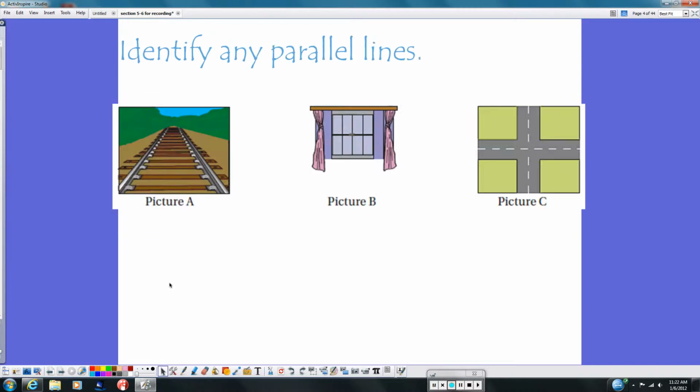Take a look at these three pictures and see if you can find any parallel lines. I've highlighted a couple here in red. The tracks here in between are parallel. These lines here are parallel. The lines on the road are parallel, and these lines on the road are parallel. You may have found more, but those are the ones that I've highlighted.